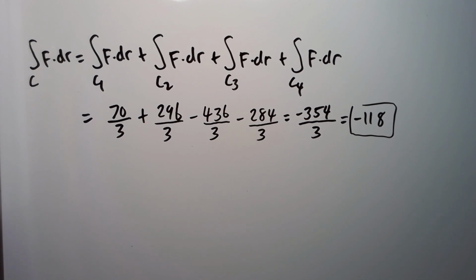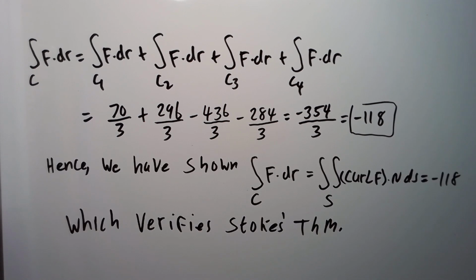So let me summarize. Hence we have shown that the line integral around the boundary of f equals the flux of the curl of f across S. They both equal negative 118, which verifies Stokes' theorem. So we're done. We've shown the line integral equals the surface integral. Okay, so we're done.